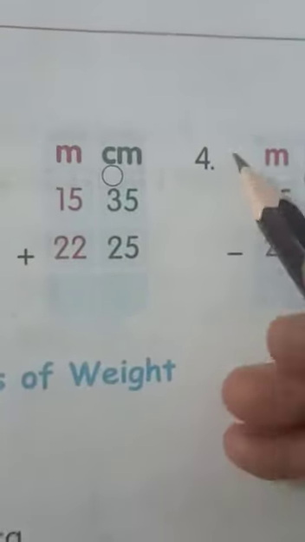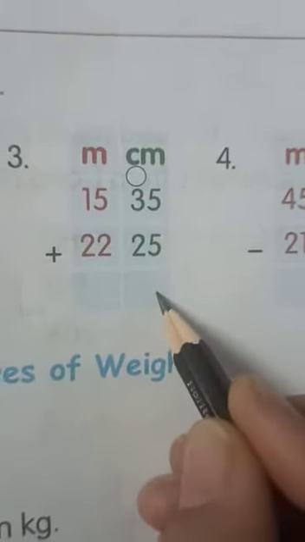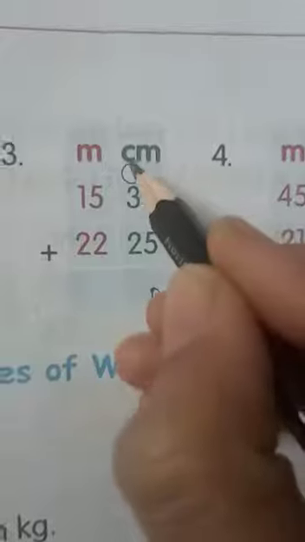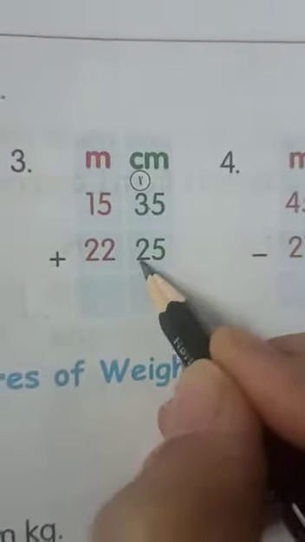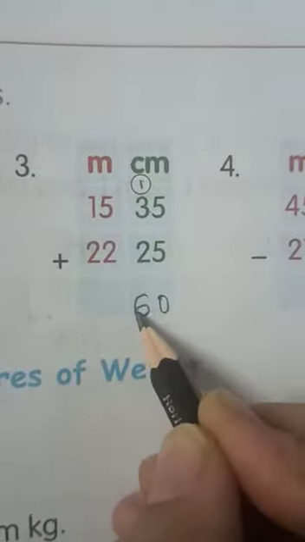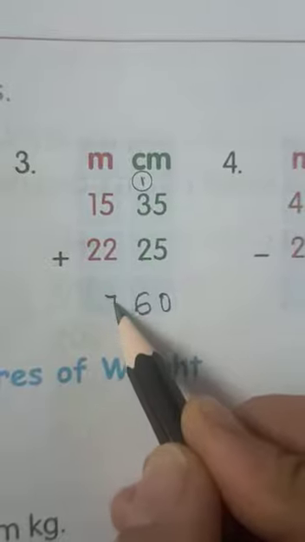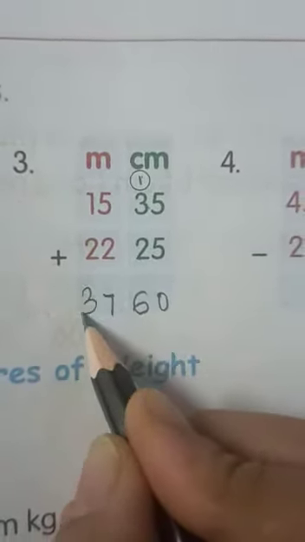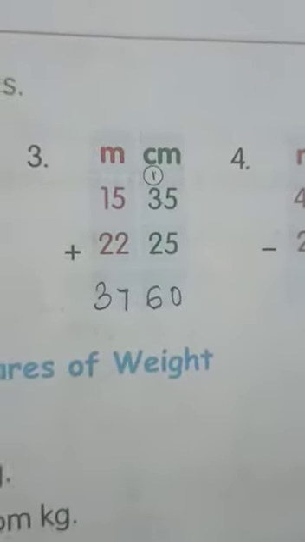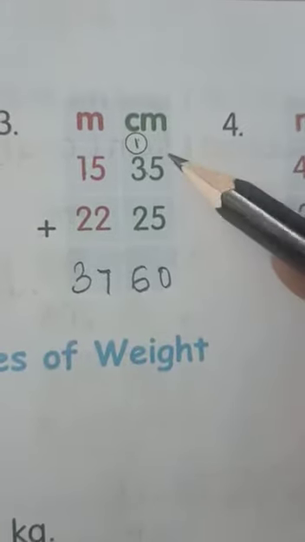Let's do one more problem here. 5 plus 5 is 10. So write 0 and take 1 as carry. 1 plus 3 is 4. 4 plus 2 is 6. And here 5 plus 2 is 7. And 1 plus 2 is 3. Okay. This is the addition of meters with meters and centimeters with centimeters.